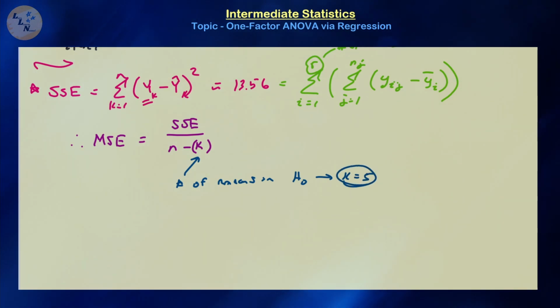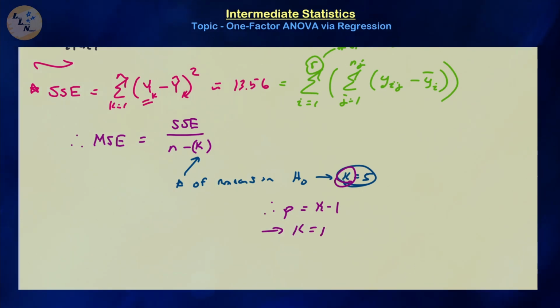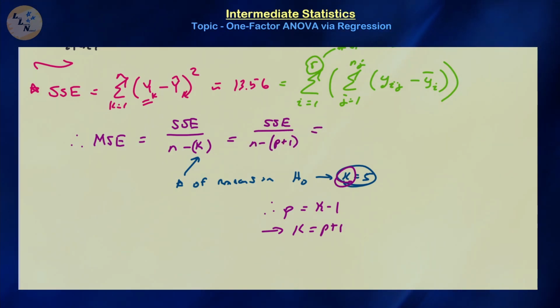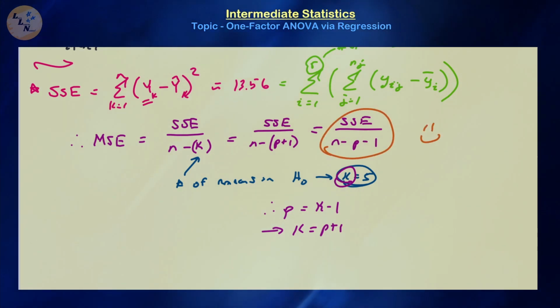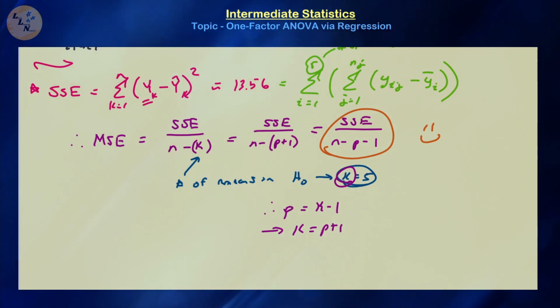Now, if that is the case, remember, if we have 5 means, how many predictors do we have in our model? So if we have k means, that means the number of predictors in our model is going to be equal to k minus 1. So if p is equal to k minus 1, that means k is equal to p plus 1. That means that's going to be equal to what? SSE divided by n minus p minus 1, which is going to be equal to this error sum of squares divided by m minus p minus 1. And notice that that is the same exact formula as we had for a multiple linear regression model, so nothing new is being introduced here.